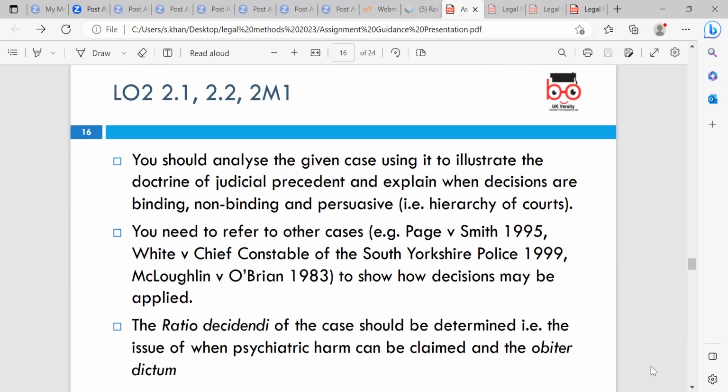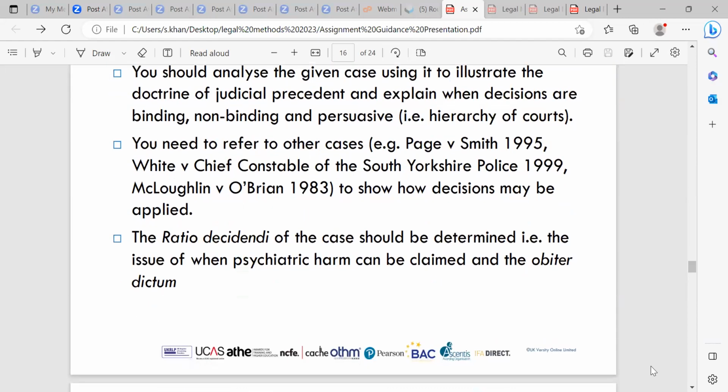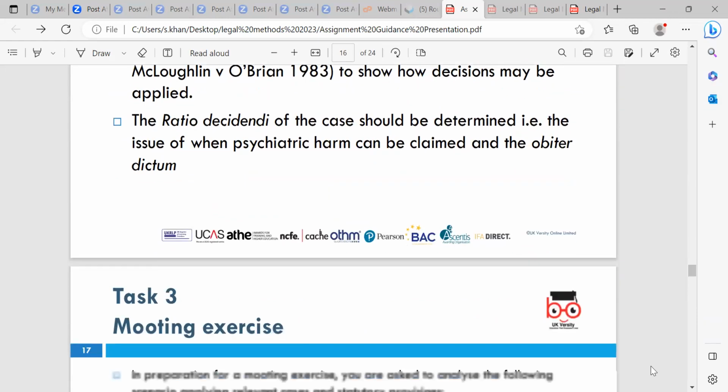For Learning Outcome 2.1, 2.2, 2M1, you should analyse the given cases, using them to illustrate the doctrine of judicial precedent and explain when decisions are binding, non-binding and persuasive. So you need to look at the hierarchy of the courts. You again need to refer to other cases, for example Page and Smith, White and Chief Constable of South Yorkshire, McLaughlin and Bryan, 1983, to show how decisions may be applied. The ratio decidendi of the case should be determined, the issue of when psychiatric harm can be claimed, and the obiter dictum. So you need to look at these, okay, for task 2.